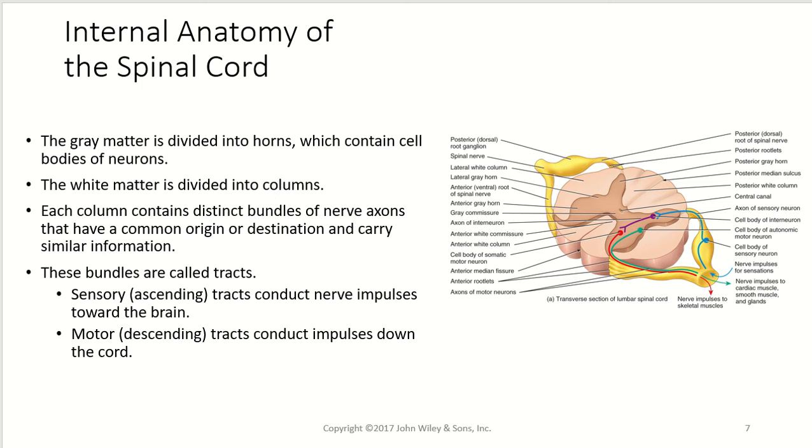There are going to be two different types of tracts. There is the sensory or ascending tract that's going to conduct nerve impulses from the peripheral areas of the body towards the brain, and then the motor or descending tract, which is going to conduct impulses down the spinal cord.